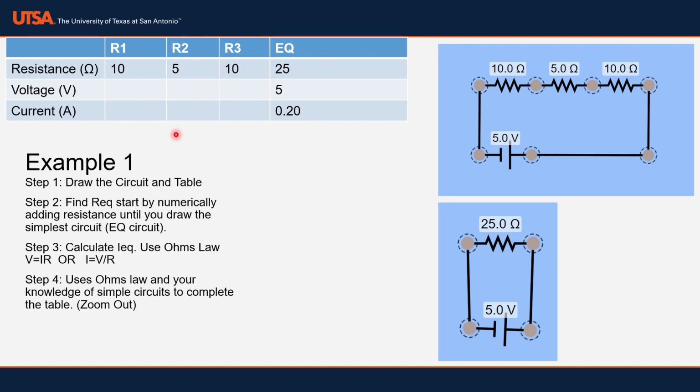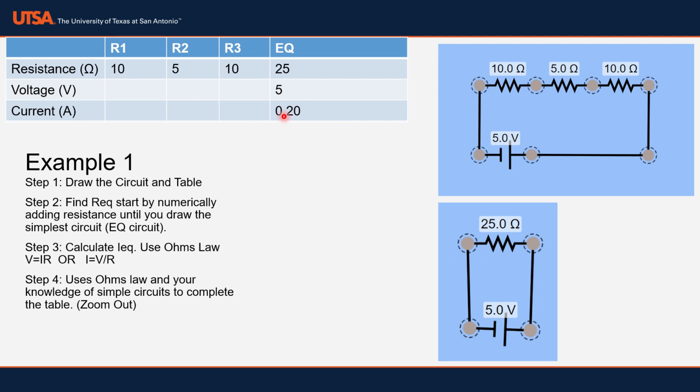Now step 4, we're going to use Ohm's law up here, and we're going to calculate the rest of our table. I call it the zoom out method. This is a very simple case, but we're going to look at what we know. The first thing we know is we're working with a series circuit, and in a series circuit, the current is constant. So we calculated the current here.